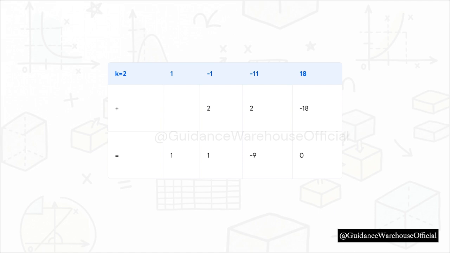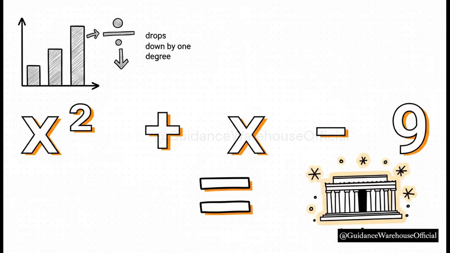We drop the 1, multiply by 2, add to get 1, multiply by 2, add to get -9, multiply by 2 to get -18, and we add them up to get a perfect remainder of 0. That bottom row of our synthetic division table gives us our final quotient. Since we started with an x cubed polynomial, our answer just drops down by 1 degree to an x squared polynomial, giving us exactly x squared plus x minus 9. And just like that, we have successfully cracked the algebraic height of the Lincoln Memorial solid.